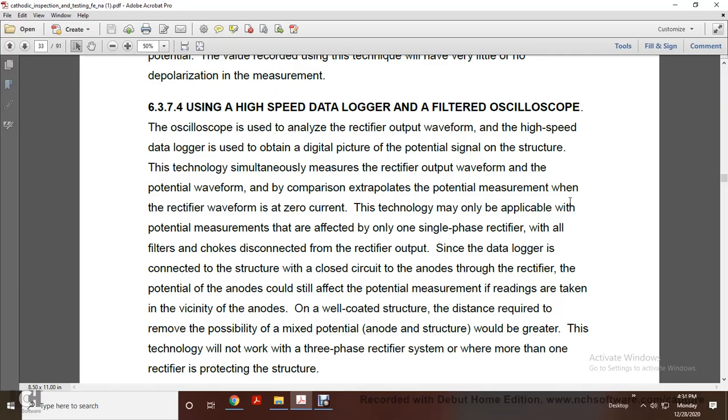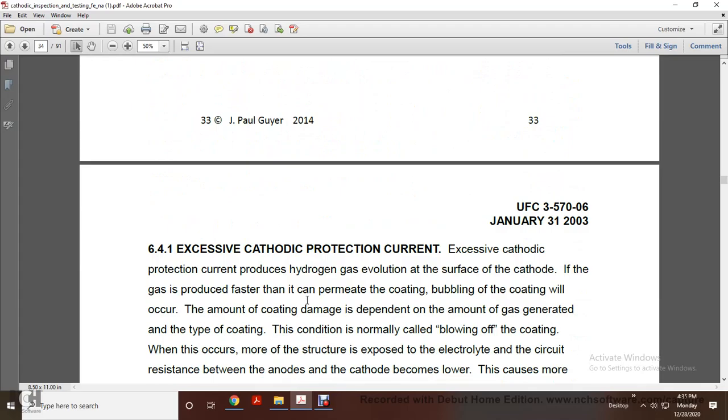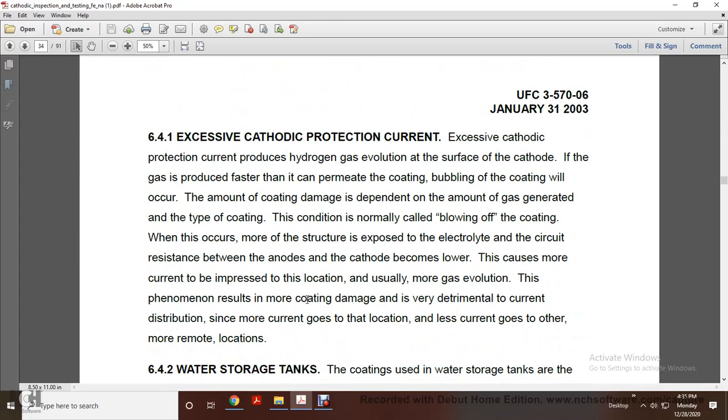The technology may only be applicable to potential measurements that are affected by only a single phase rectifier with all filter chokes disconnected from the rectifier output. The data logger is connected with the structure in a closed circuit with the anodes through the rectifier. The potential of the anodes can still affect the potential measurement of the reading of the tank in the vicinity of the anodes. On a well-coated structure, the distance required to remove the possibility of mixing potential anode and structure must be greater. This technology will not work with a three-phase rectifier system or where more than one rectifier affects the structure potential. 6.4 Structure soil potential limits. 6.4.1 Except for the cathodic protection current.